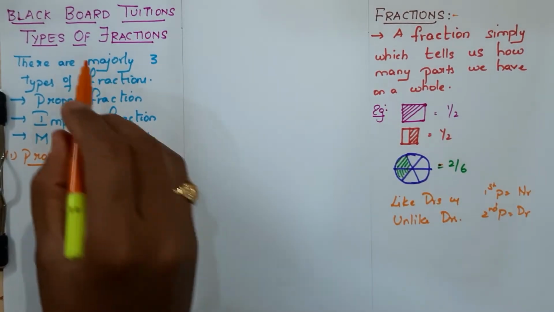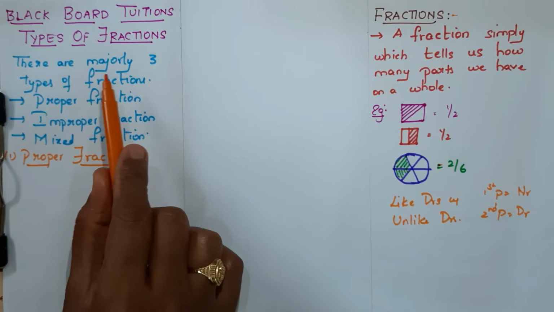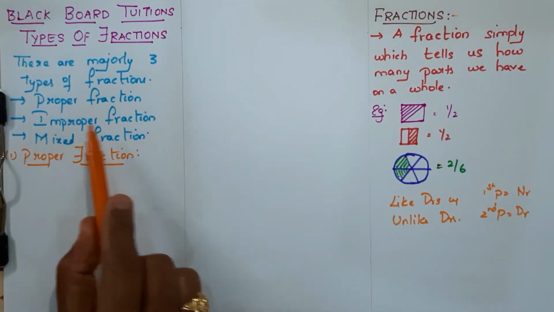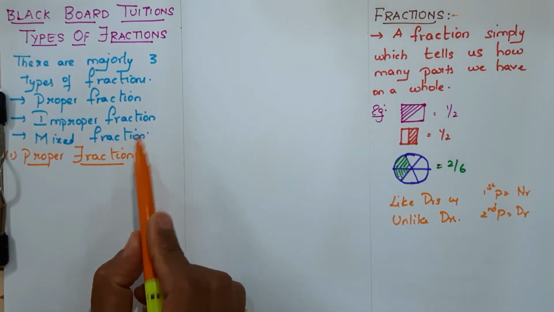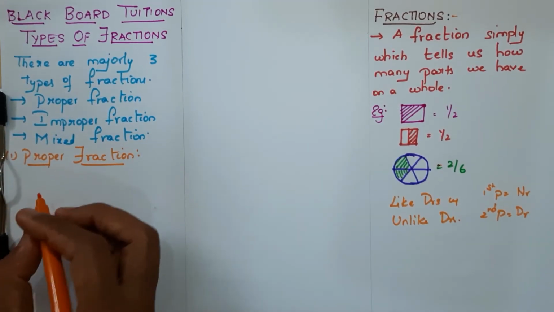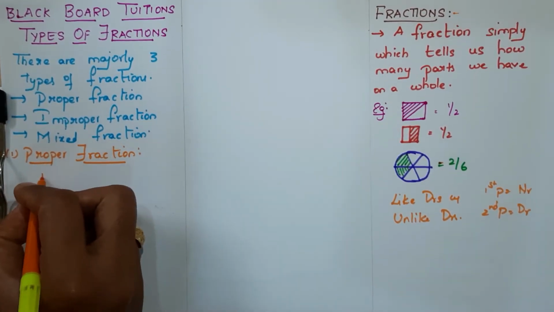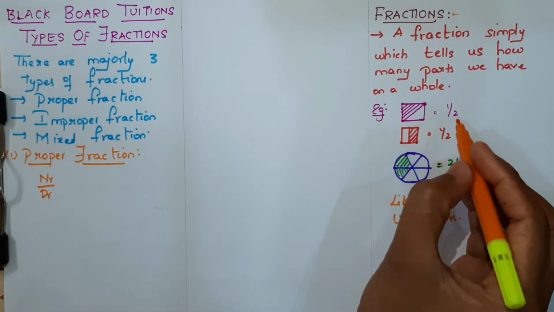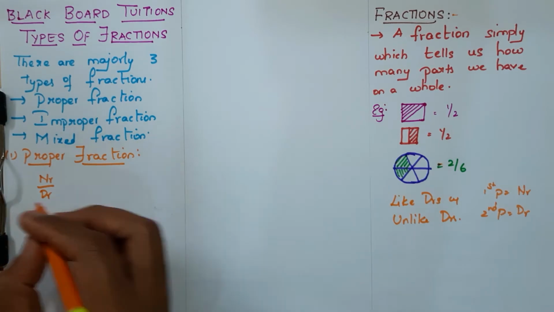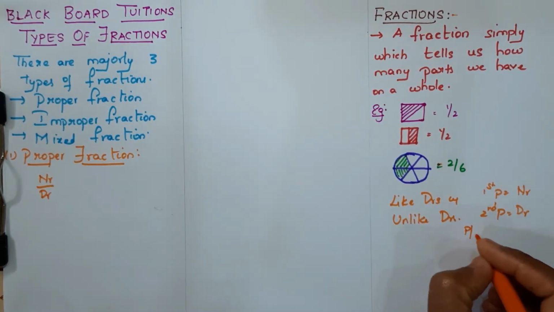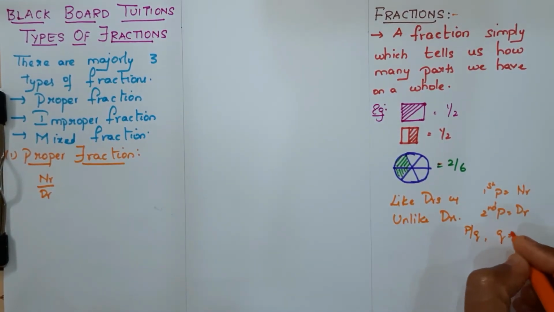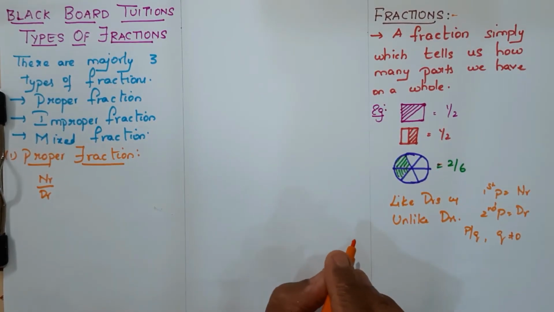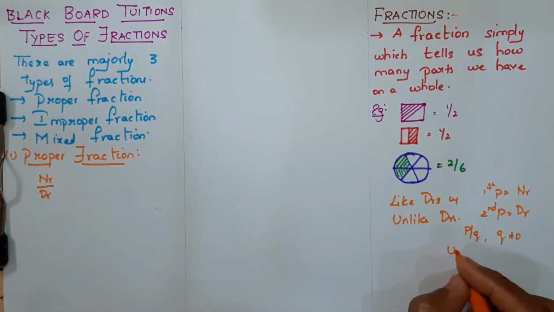Now coming to the types of fractions, there are majorly 3 types: proper fraction, improper fraction and mixed fraction. Coming to proper fraction, it is of the p by q form, like 1 by 2 or 3 by 4. We have already discussed p by q form, where q not equal to 0 is a condition, because we can't divide any number by 0, that is undefined.